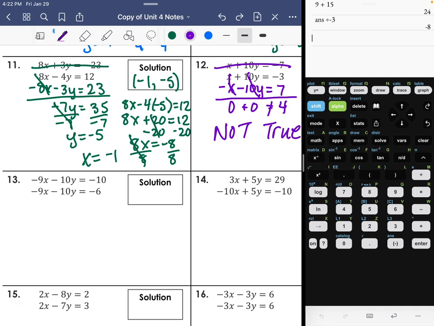All right, 13, going to change this top one. So I'm going to have 9x plus 10y equals 10. And just like on number 12, negative 9 and positive 9 equals 0. Negative 10 and positive 10 equals 0. But negative 6 and positive 10 equal 4. So again, this is not true and it's no solution.